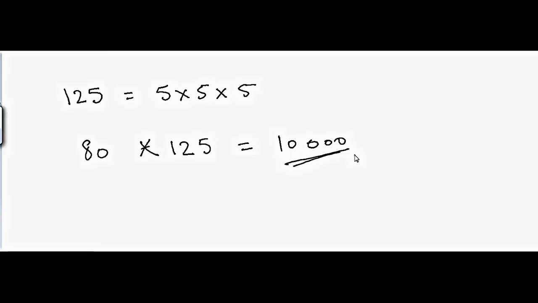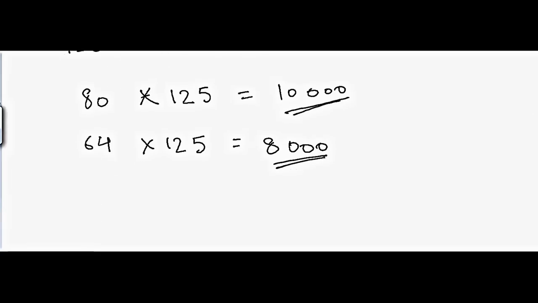Again, let's take another example. If I have 64, as we know that 8 into 8 is 64. In this case, if I multiply by 125, that will be equal to 8, because we divided 64 by 8, and then put 3 zeros in the end. So it will be 8000.